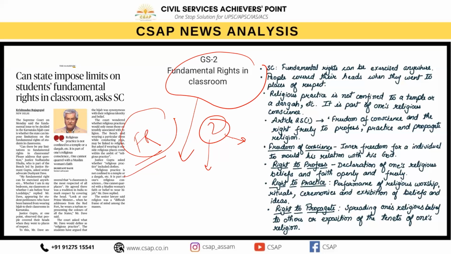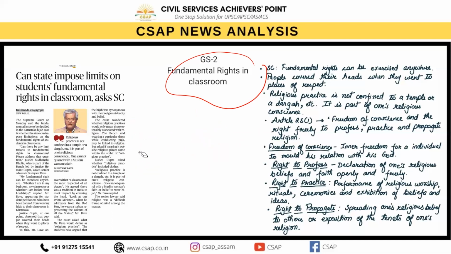So what are the basic types of fundamental rights that we can find? We have got 6 fundamental rights. One is the right to equality under articles 14 to 18. In which part does it come? It comes in Part 3 of the Indian Constitution. So the right to equality comes under 14 to 18.